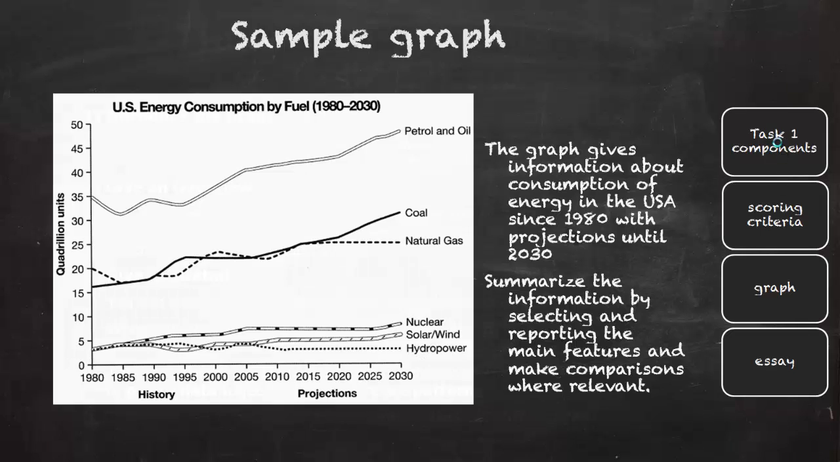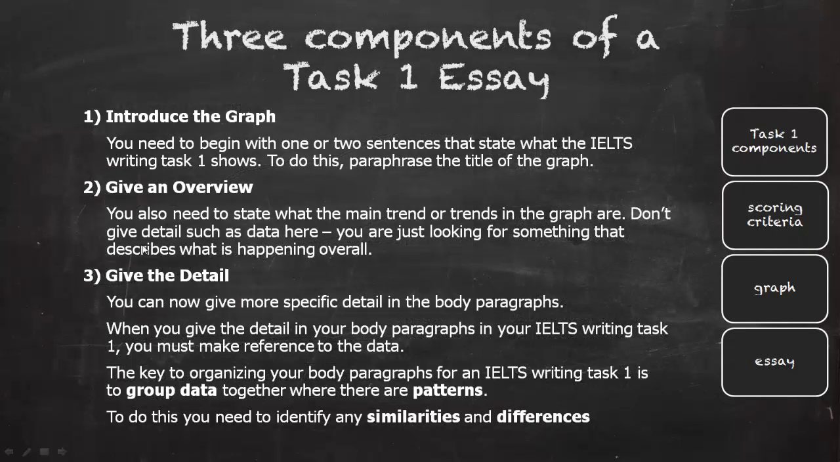Okay, going back to task components. Now that we know what the overview is, which is sort of like the big picture and the main trend, now what we have to do after that is we have to give the details. Okay, so you can now give more specific detail in the body paragraphs.